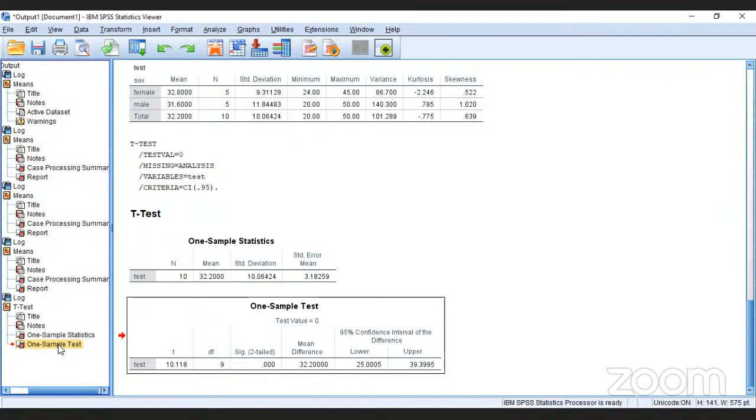Hello? Sir, yes, sir. Sir, mean difference, difference between which, sir? Difference between your sample distribution and the population mean. Then what is the population mean here? Zero. Population mean is always 0. So the difference between the population mean and the sample mean is this 32.2. Yes, yes. Okay, understood. Okay.